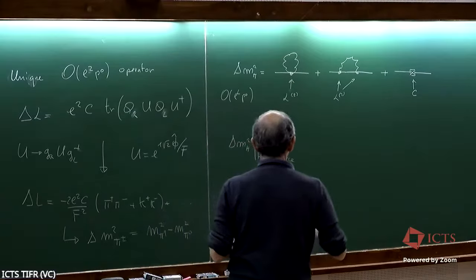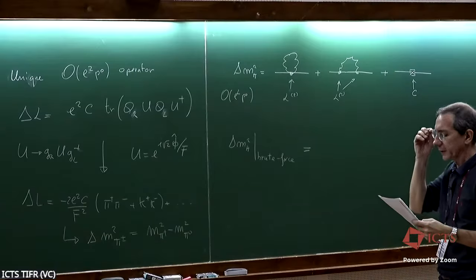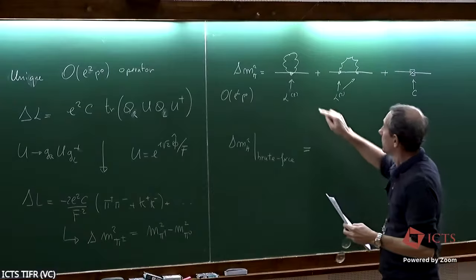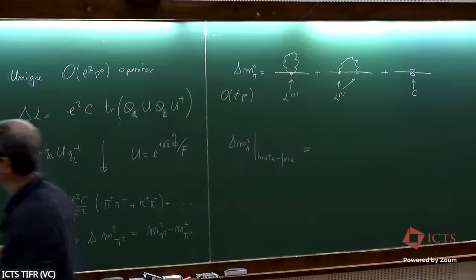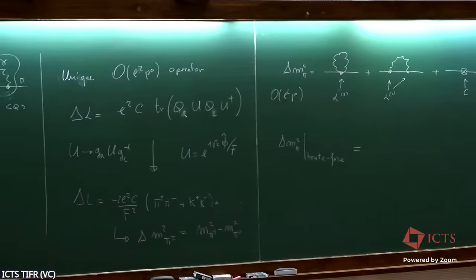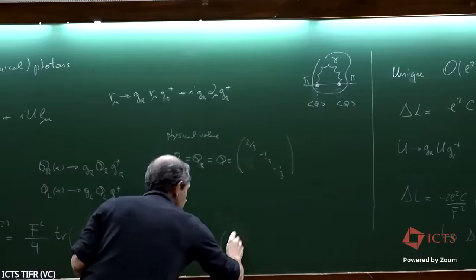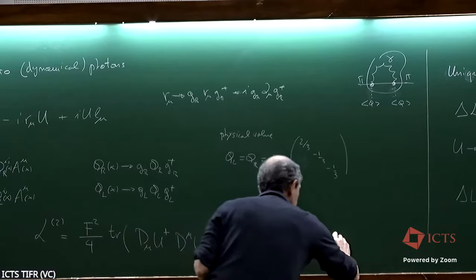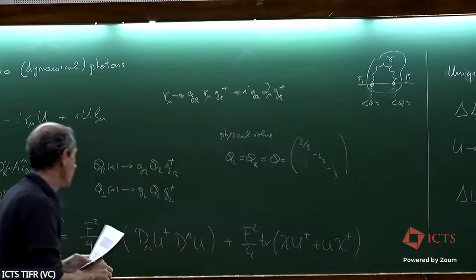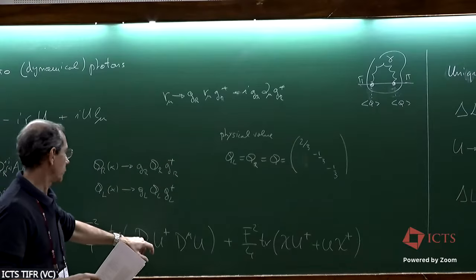Okay, what do I get? Well, I know the vertex here. So the vertex here comes from the Lagrangian. We didn't write it. Maybe we should write it here. Remember, our L2 is this. This is our Lagrangian.